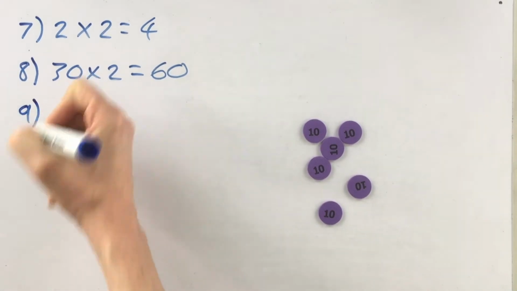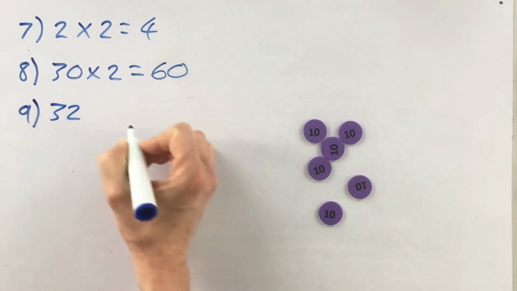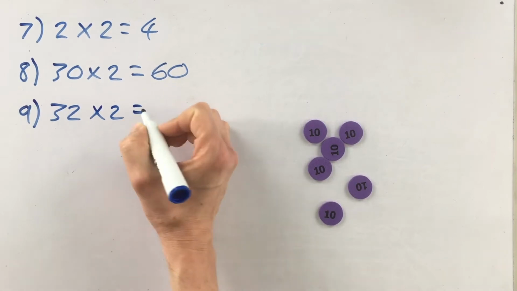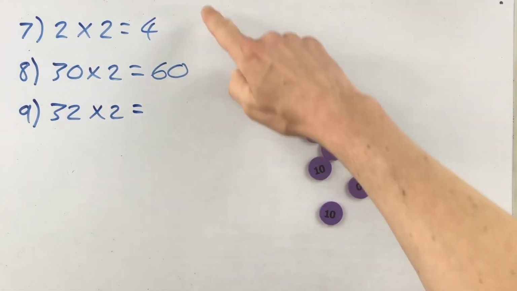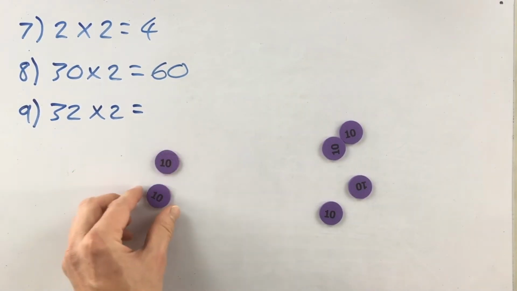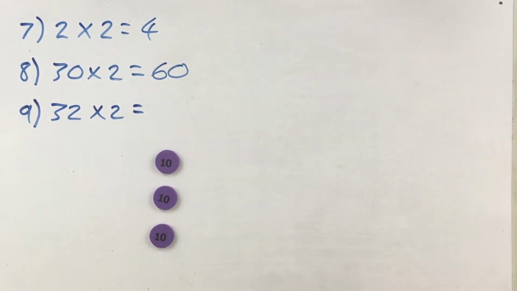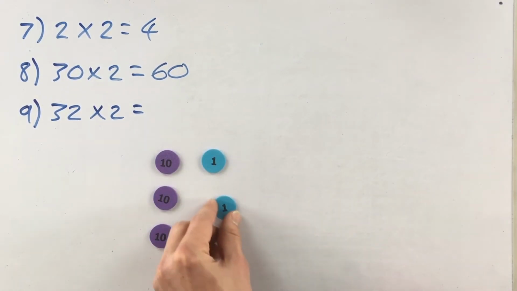Number 9. 32 times 2 is a combination of these two questions. So when I set the questions, I set them very deliberately so that you can start to see patterns within your numbers, and that's a good way of developing mathematical thinking. So it's no coincidence that those 3 questions are very similar.